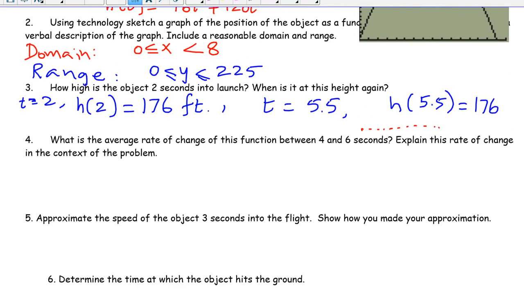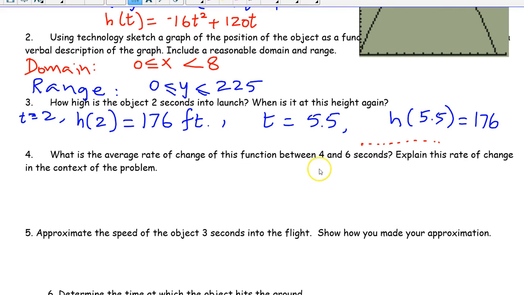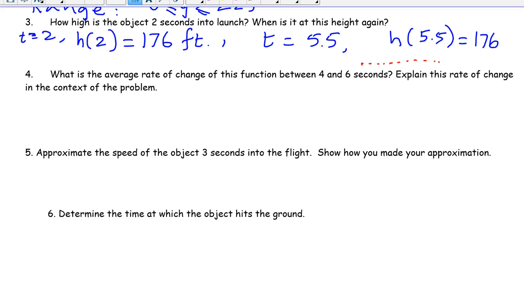Okay, now what is the average rate of change of this function between 4 and 6 seconds? Explain this rate of change in the context of this problem. Okay, so what is the average rate of change? What is the formula for rate of change?